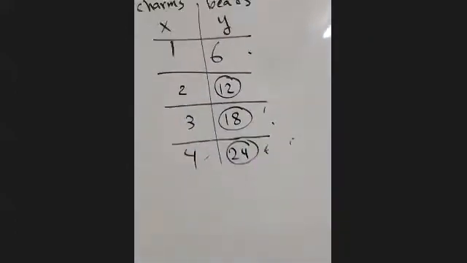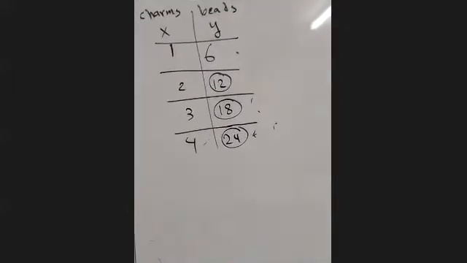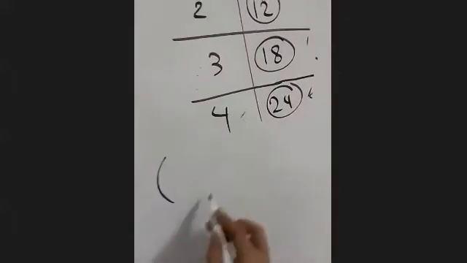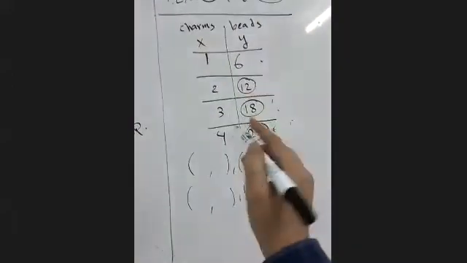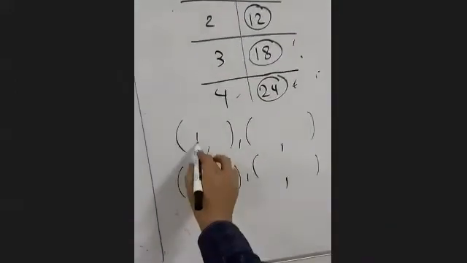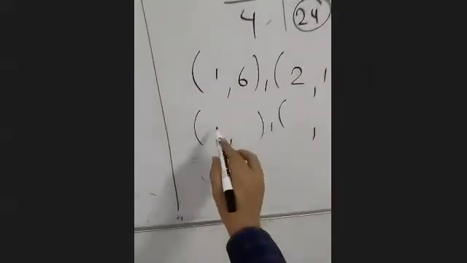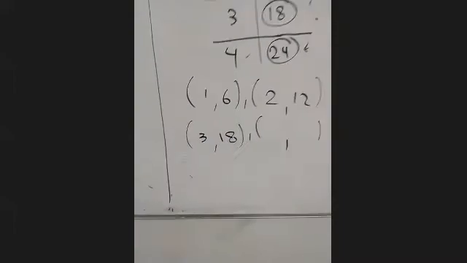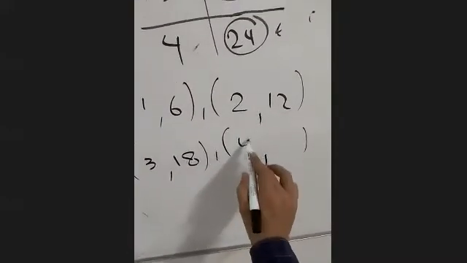Now, after we make our table, we will make our ordered pairs. We have 4 ordered pairs here: 1 with 6, 2 with 12, 3 with 18. Guys, if you don't have questions, remove your hand. 4 with 24.